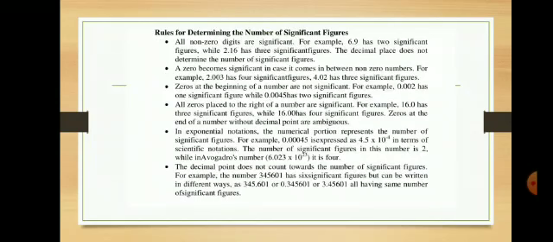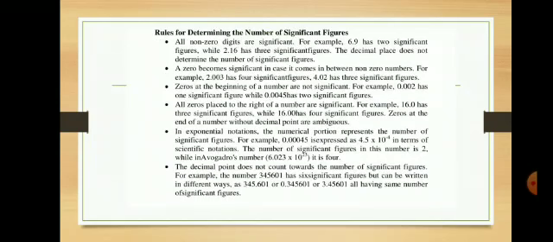Rules for determining the number of significant figures. First one, all non-zero digits are significant. For example, 6.9 has 2 significant figures, while 2.16 has 3 significant figures. The decimal place does not determine the number of significant figures. Second, a zero becomes significant in case it comes in between non-zero numbers. For example, 2.003 has 4 significant figures. 4.02 has 3 significant figures.